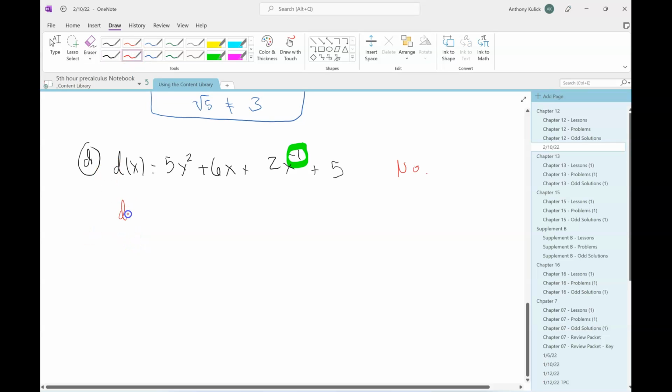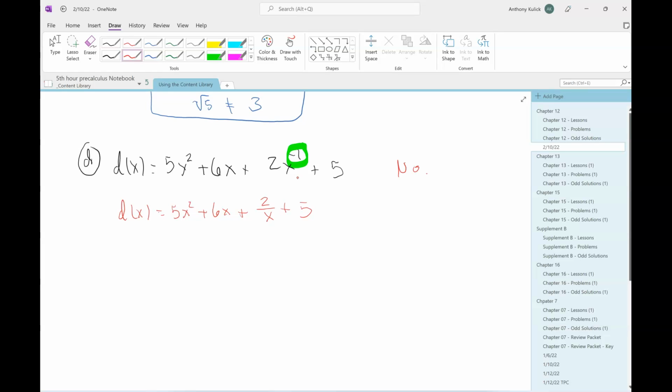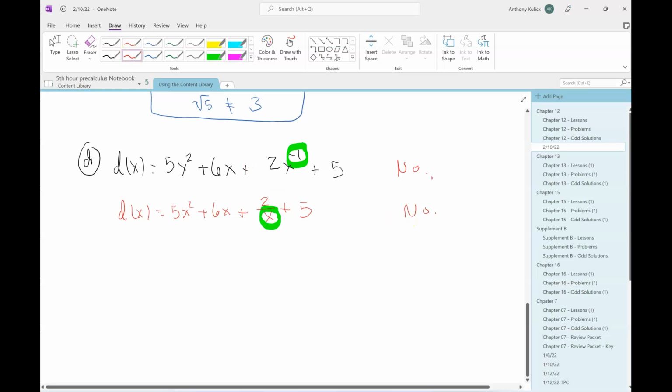Well, let's just do this. What if instead I write it this way? Is that a polynomial? So 5x squared plus 6x plus 2 divided by x plus 5. Yeah, so no is the correct answer, and the reason is that you're dividing by a variable. Can't divide by a variable.